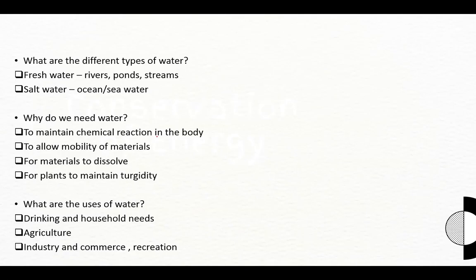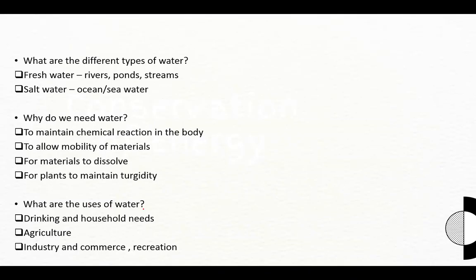So it's to maintain chemical reactions in the body, to allow the mobility of materials, so nutrients and all of that, to allow materials to dissolve, and also for plants to maintain their turgidity, especially grass plants that don't have a wooden trunk to keep them upright.